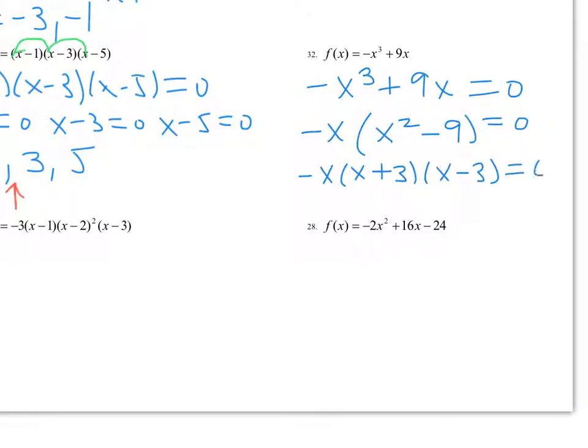So we set each of those factors equal to 0, so we're going to get x equals 0. From the next factor, subtract the 3, so we get negative 3. The next factor, we add 3, so we get a positive 3. Now, end behavior, we've got odd degree, and leading coefficient is negative. So that's going to be up on the left, down on the right.